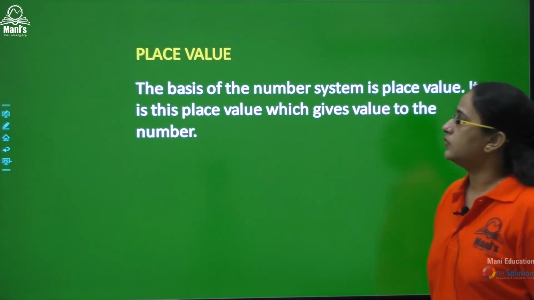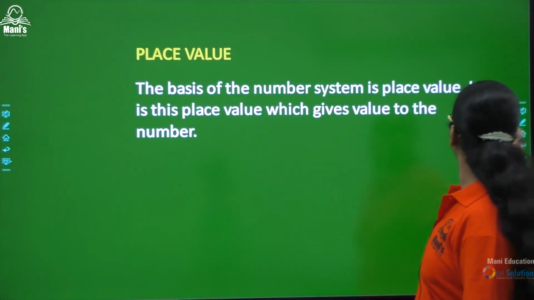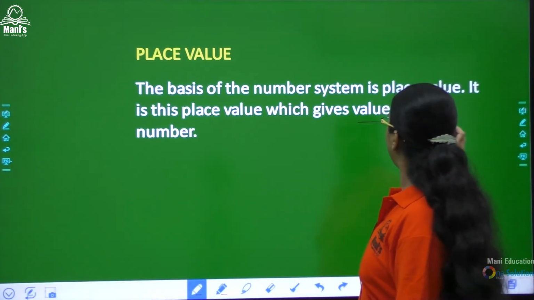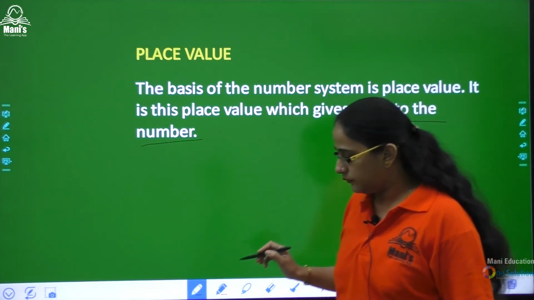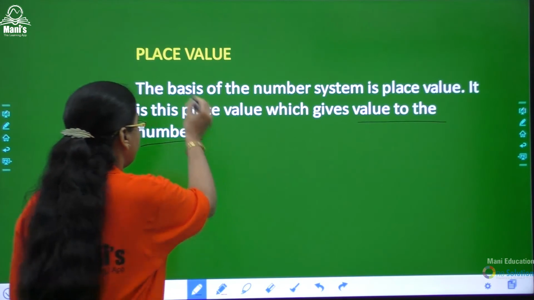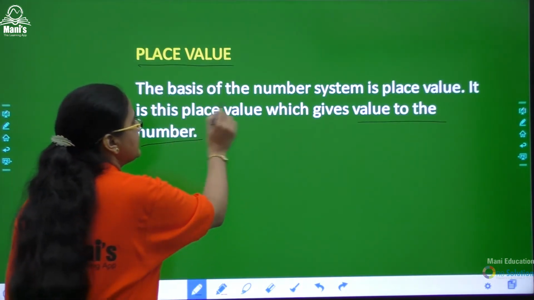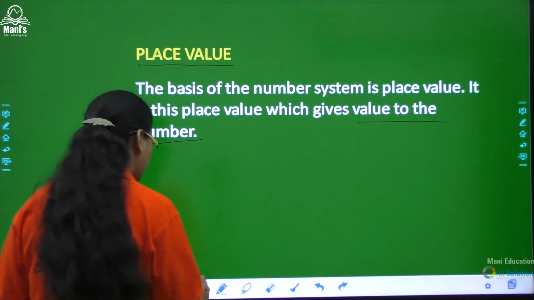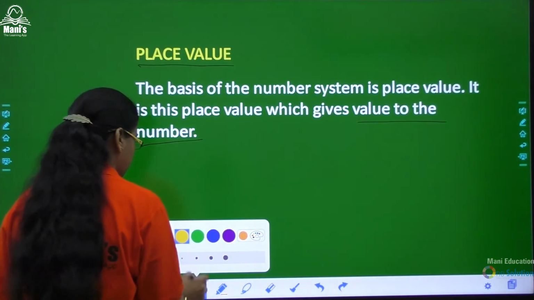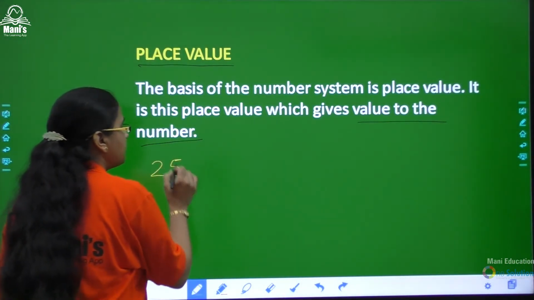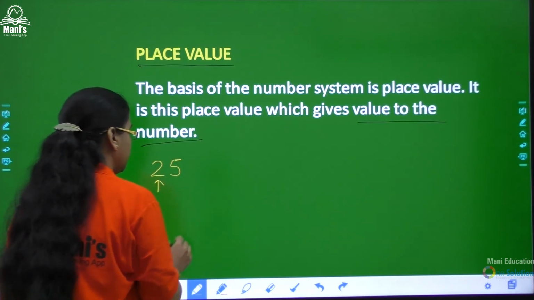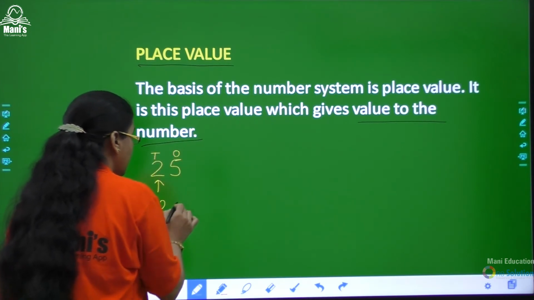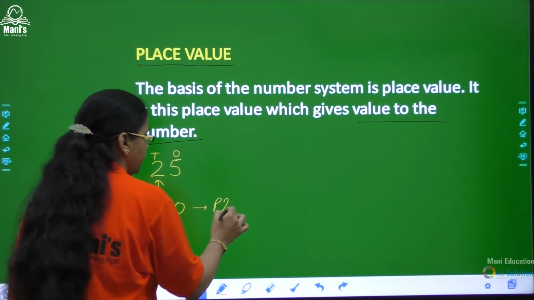So place value is the basis of the number system. It is the place value which gives the value of the numbers. Now we have to discuss this topic. What is place value? It is the place value which gives value to the number. For example, I am writing 25. If I am talking about the place value of 2, it's in the tens place, so its place value would be 20.